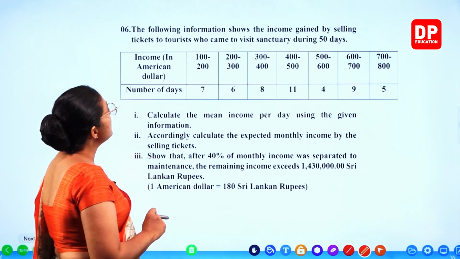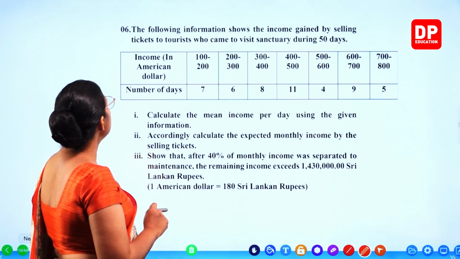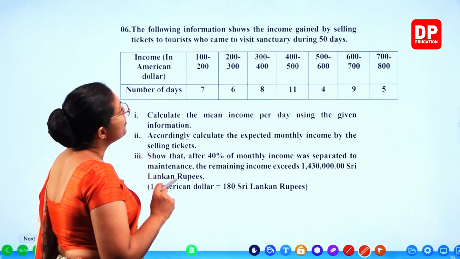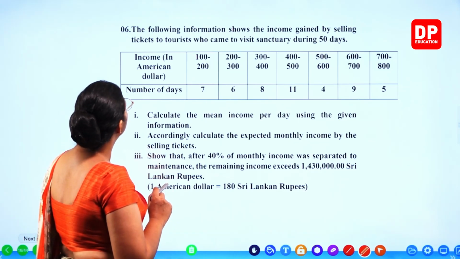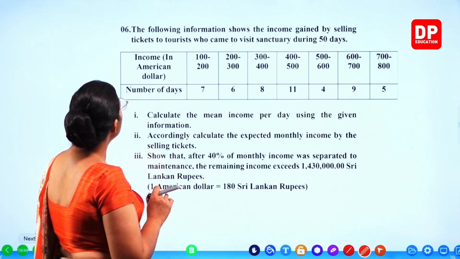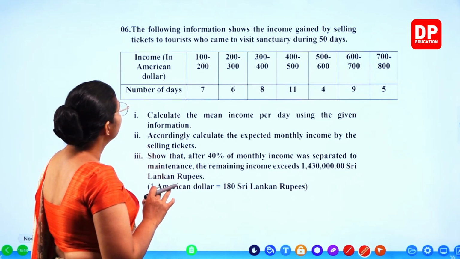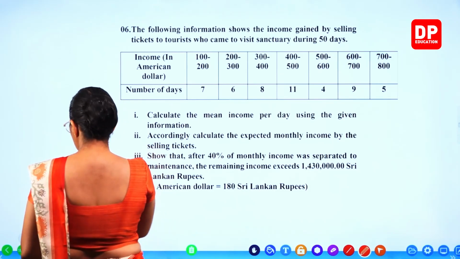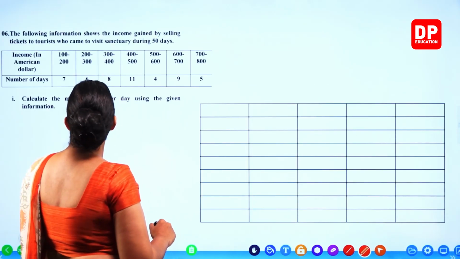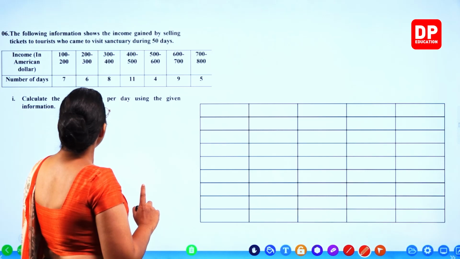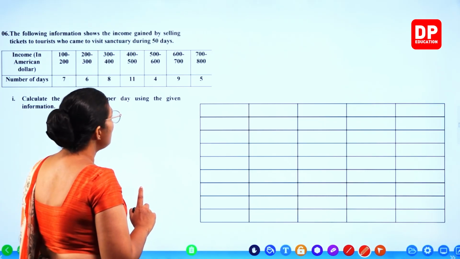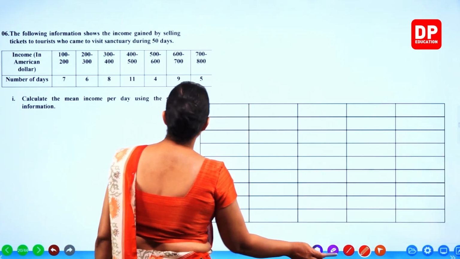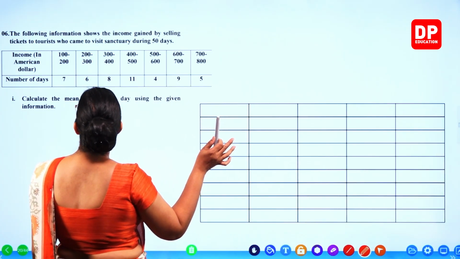The following information shows the income gained by selling tickets to tourists who came to visit Sanctuary during 50 days. So income is given in dollars and number of days. So you have to first find the mean value. So let's do that. Calculate the mean income per day using the given information. So we have to first write down all the information in a column. So this is the income.